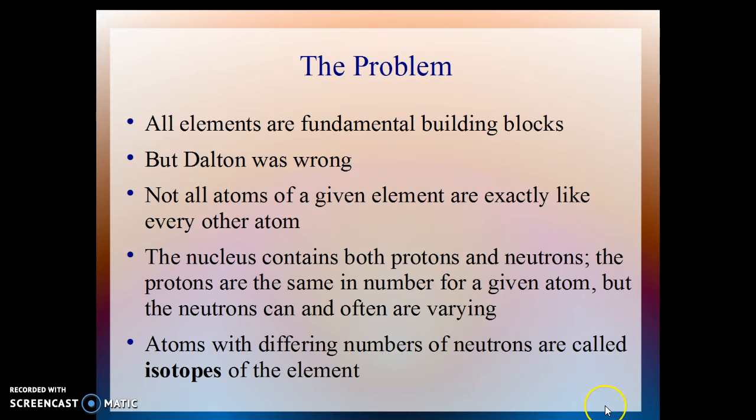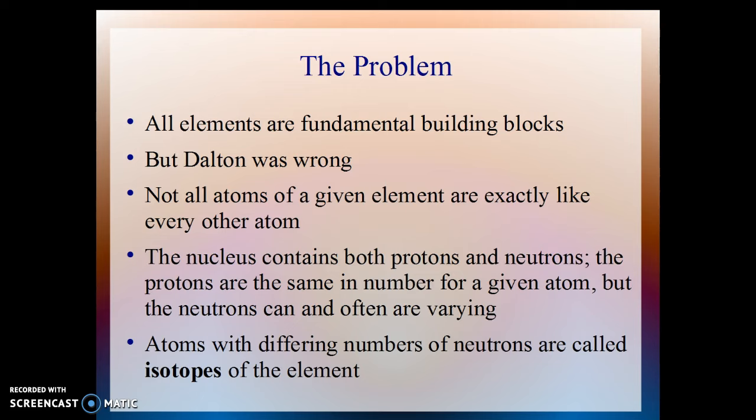The problem we have is that we know all elements are fundamental building blocks of various compounds. We also know that Boscovich was correct and Dalton was wrong. Dalton thought all atoms of a given element are exactly the same as every other atom, and that's not true. Because, as Rutherford discovered, the nucleus contains most of the mass, and we know it contains both protons and neutrons. For a given element, the protons are always the same.